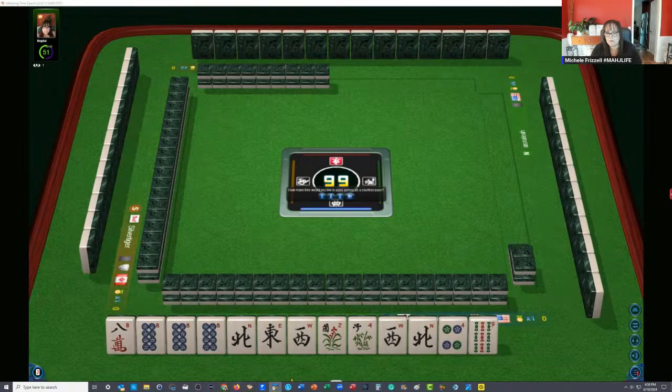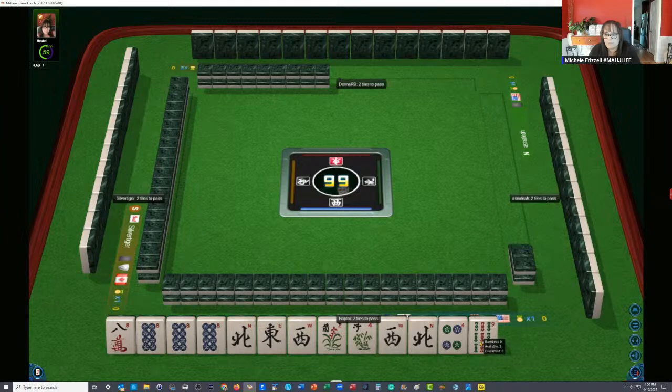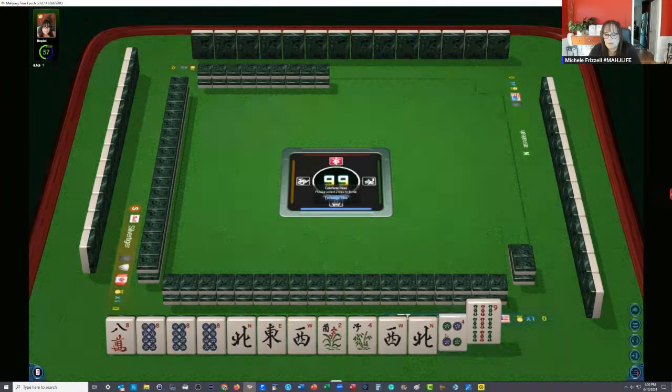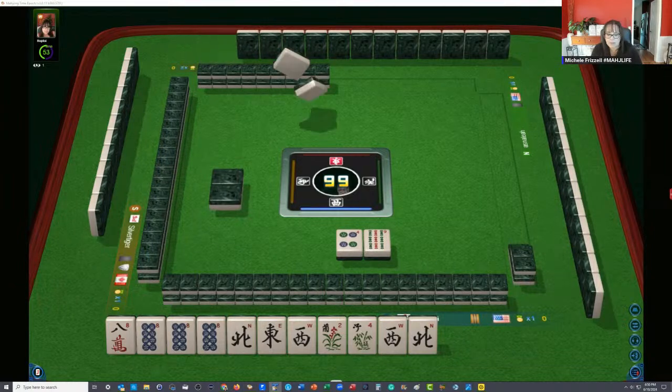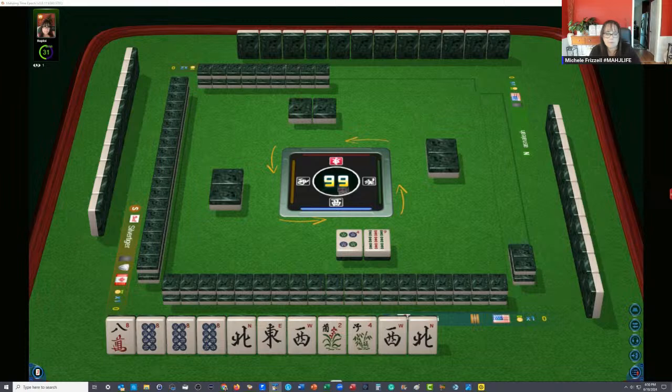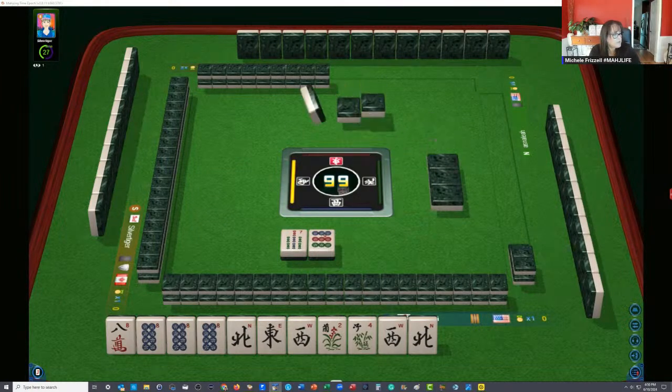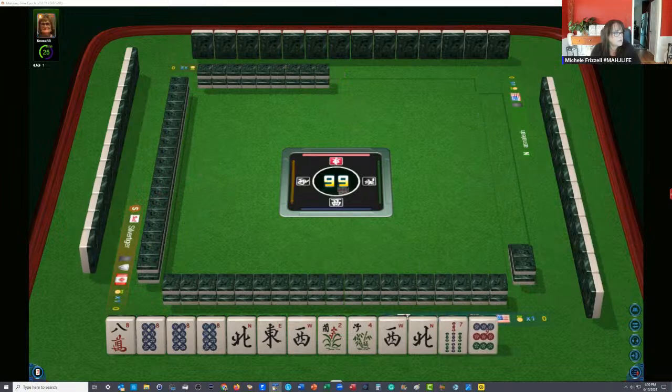Okay, we have, oh, we're still in the Charleston. So they want 2, so we can do 2. 4, 9 is fine. Okay. Let's see if we get a keeper in here. South would be great. No keepers. So we have 4 discards.